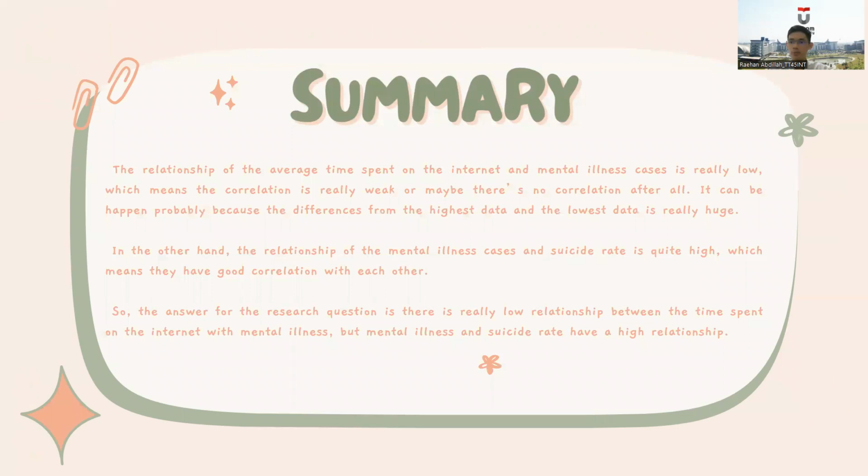Next one is the summary. We can sum it up as the relationship of the average time spent on the internet and mental illness cases is really low, which means the correlation is really weak, or maybe there's no correlation after all. It can happen probably because the differences between the highest data and lowest data are really huge, especially China and India compared with other countries like Singapore, for example. On the other hand, the relationship of the mental illness cases and suicide rate is quite high, which means they have good correlation with each other. As you can see on the graph, the mental illness cases have a good correlation with the suicide rate.